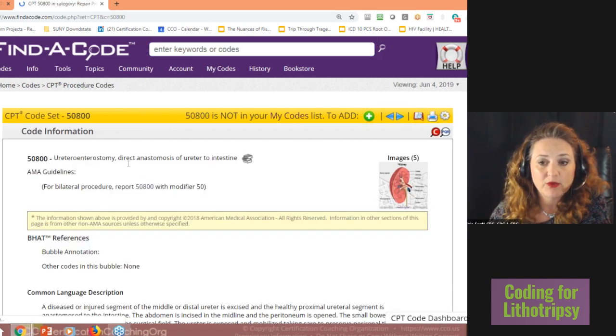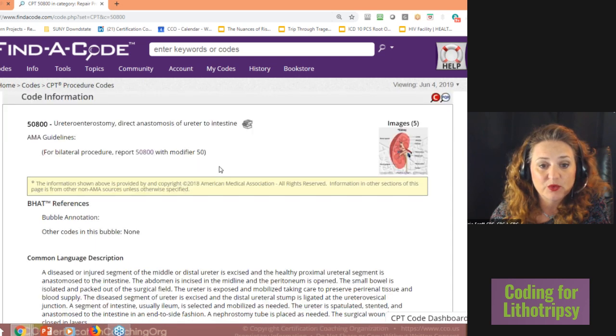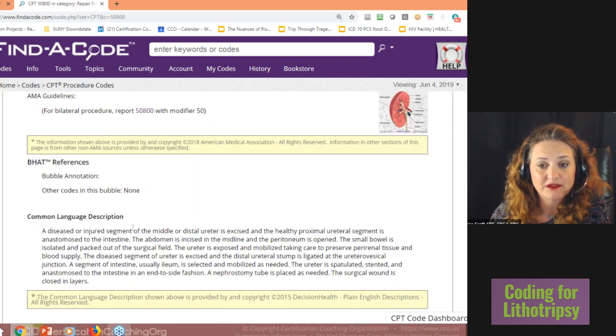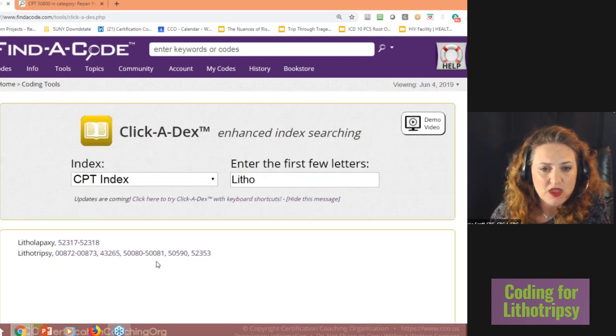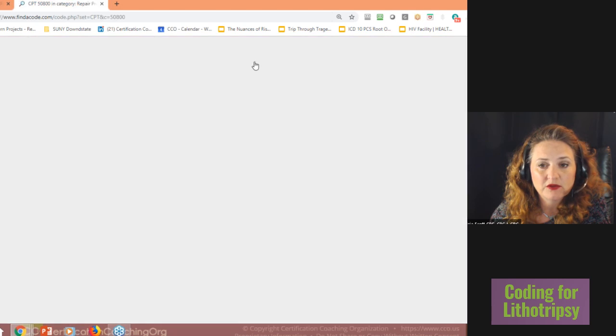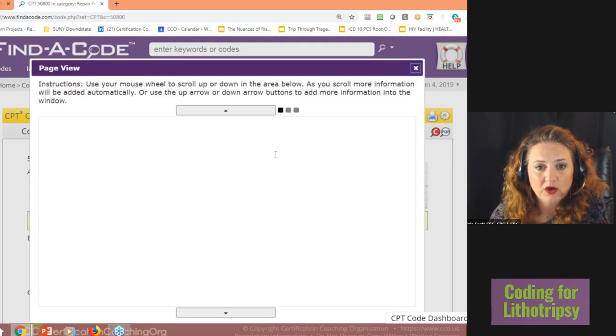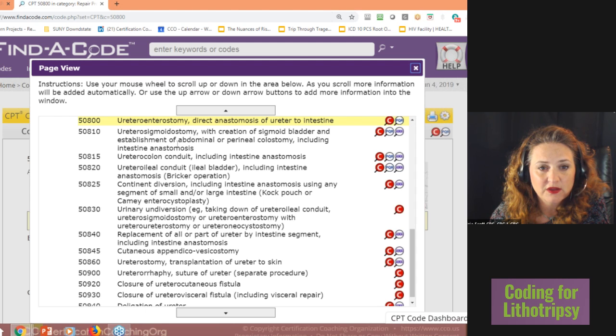Uro, right? Now we're into the kidneys and stuff. Let's see, ureteroenterostomy, direct anastomosis of ureter to intestine. Now, again, that is, if they do a lithotripsy with that, maybe, but lithotripsy isn't even mentioned, is it? And let me just hit the range. These were all found under lithotripsy.